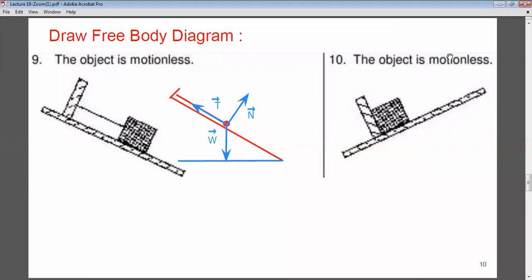Last example, the object is motionless. So this is an object and this is a surface and this is another surface. So there are two surfaces. There is this surface and there is this surface, right? And first of all, we have the object. Let's put it here. It's between the two surfaces. Okay, it should touch.